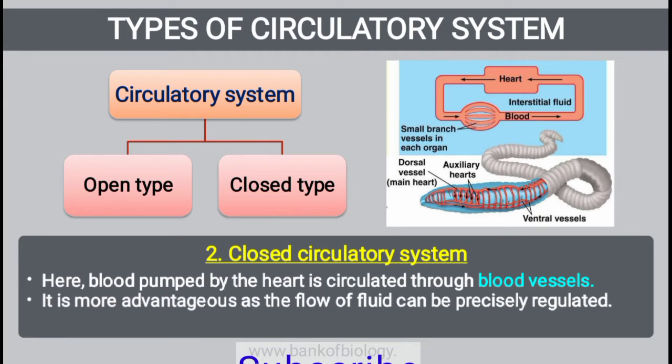If we talk about the closed circulatory system, here blood pumped by the heart is circulated through blood vessels: arteries, capillaries, and veins. So it is more advantageous as the flow of fluid can be precisely regulated. Means to say, oxygenated and deoxygenated blood flow in different vessels. For example, annelids and chordates have a closed circulatory system.